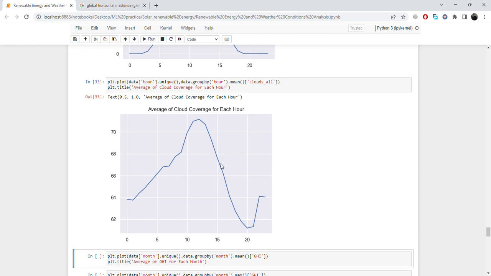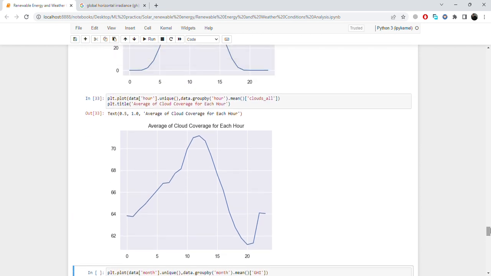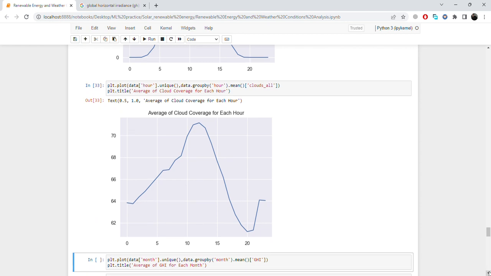Can we say no? So we need to dig more. Okay, let's go for the month. Month is also important because from the day or the hour we cannot derive much more. So we need to dig more, so we will go for the month. The average of GHI for each month. Okay, here we'll find out.